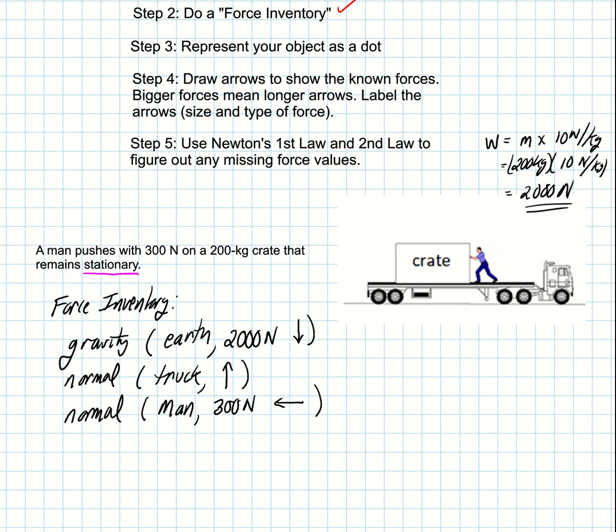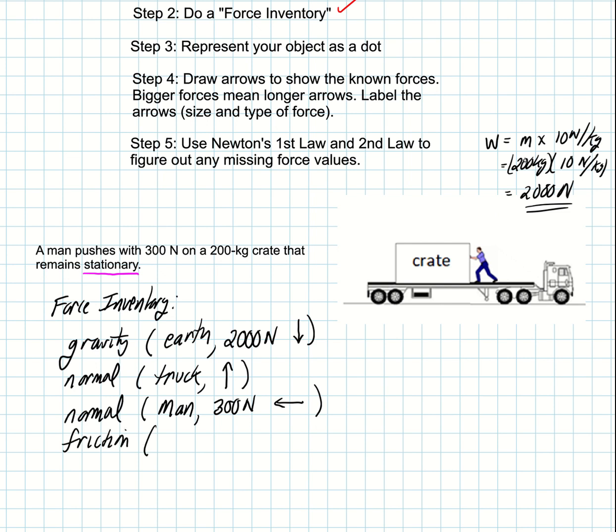Okay, now, the crate remains stationary. But I thought forces cause acceleration. This guy's pushing. Well, there must be some other force that's kind of pushing back, resisting, and that is friction. So even though we don't see anything between the crate, the bottom of the crate, and the truck top, there's going to be friction. How do I know that? Because he's pushing and it's not going anywhere. All right, so that's going to be a friction force.